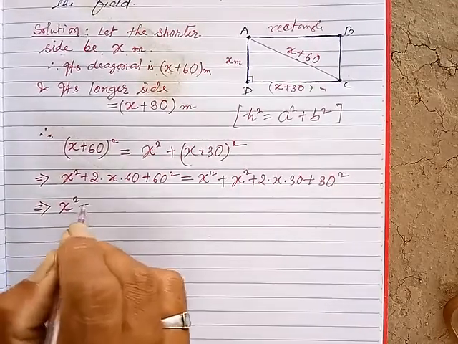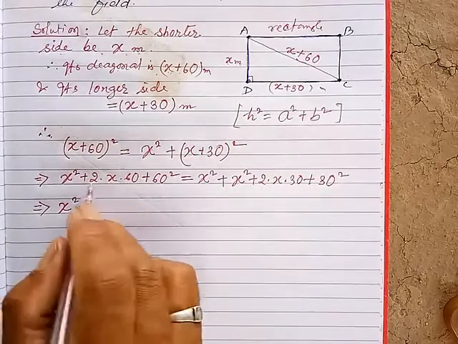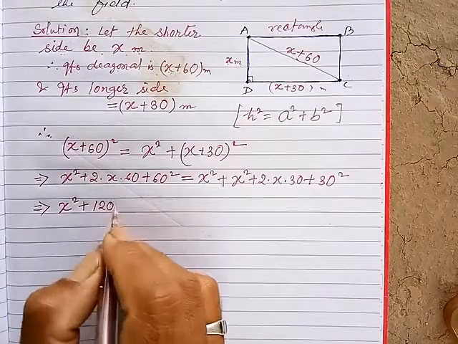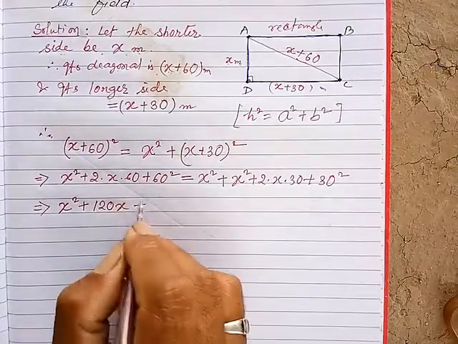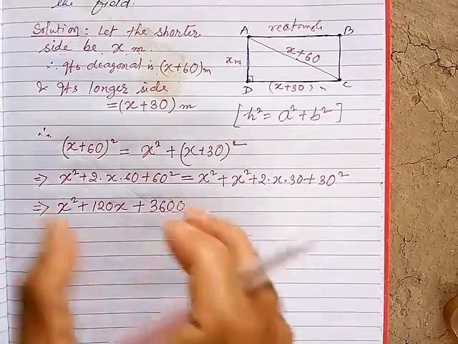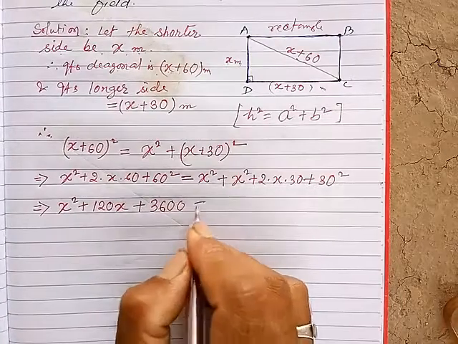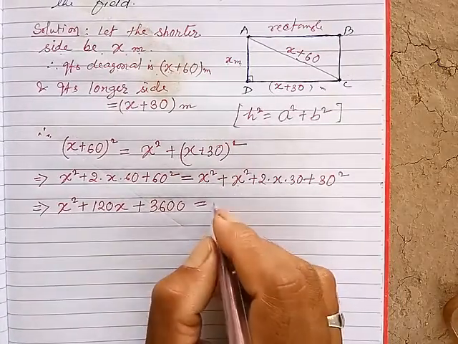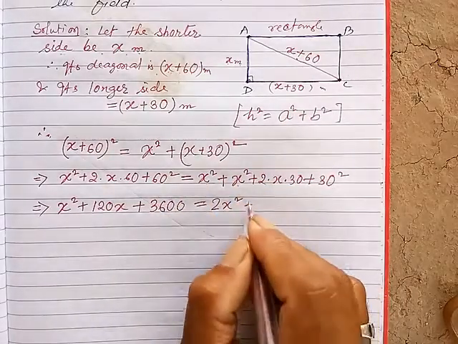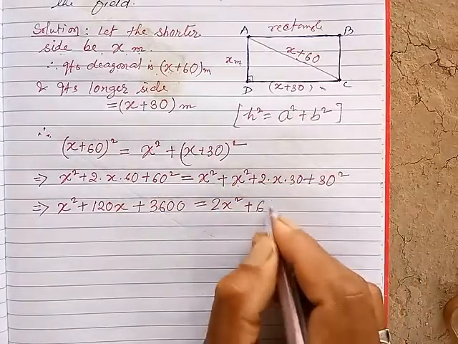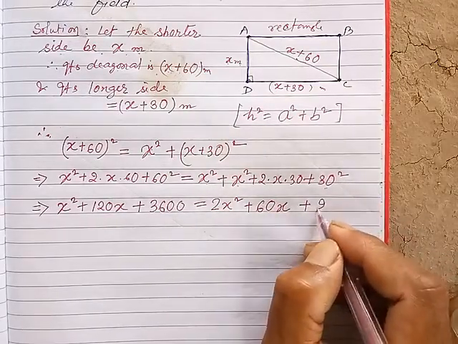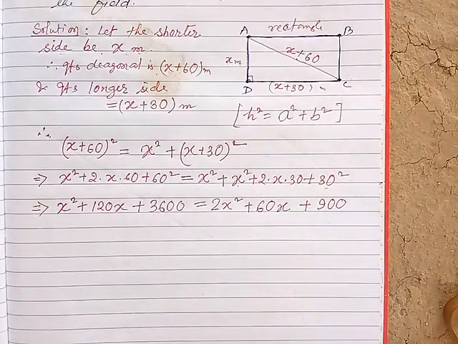Here it is x square plus 2 into x into 60, 2 into 60 is 120x. After calculating, 60 square is 3600. So its simple form is this one. Now here x square plus x square, it will be 2x square. They are like terms, we can add them. Plus in simple, 2 into 30 is 60, and then there is x, 60x, plus 30 square, 3 3 is 9, double 0 will come here, 900.